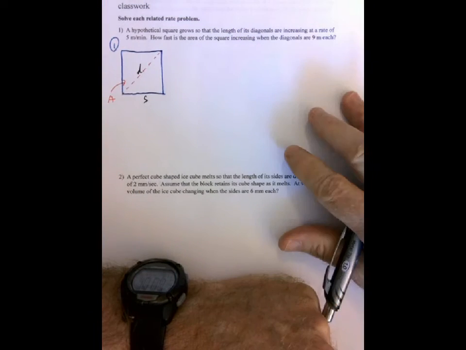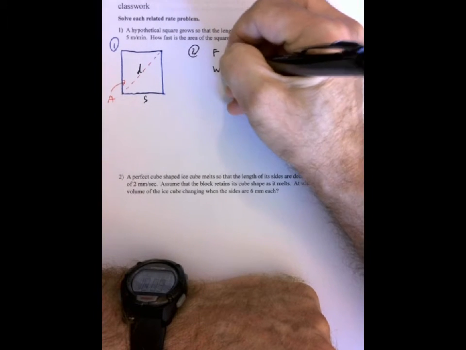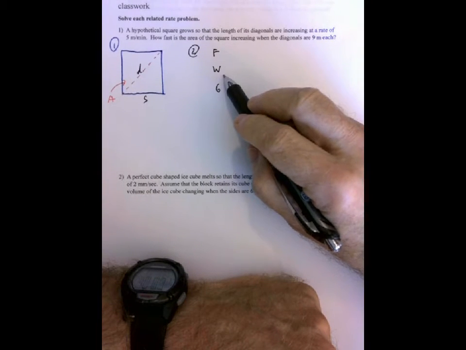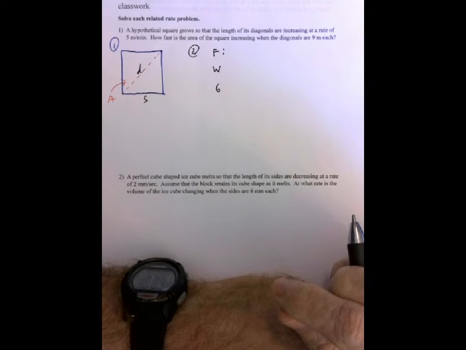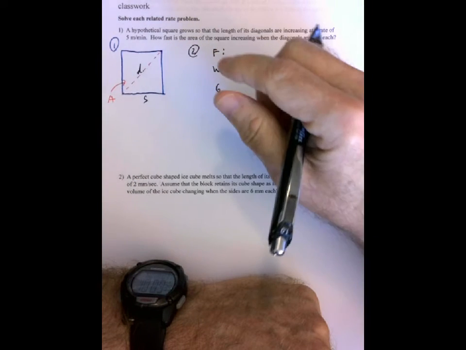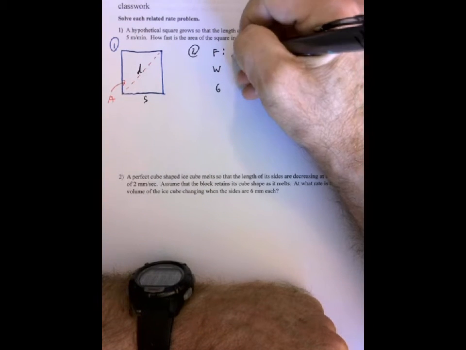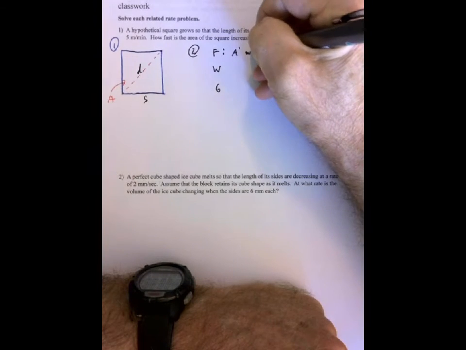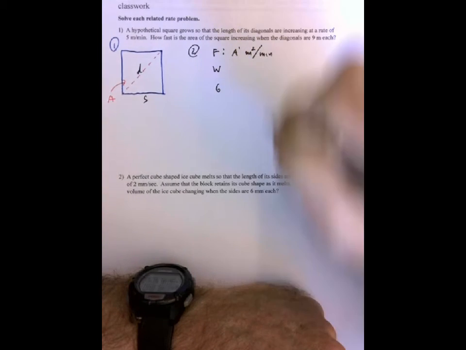Now, again, just like with the last problems, we're going to summarize. Step 2 is to summarize the information in terms of find, when, and given. Find is the rate that we're supposed to be calculating. In this case, it says the area of the square. So remember, you want to think about the area of this square getting bigger and bigger. So this is going to be A prime, in square meters per minute, because it's area.